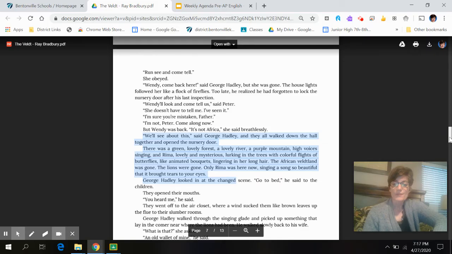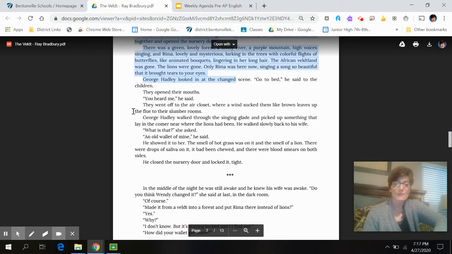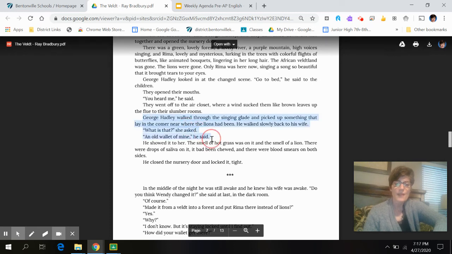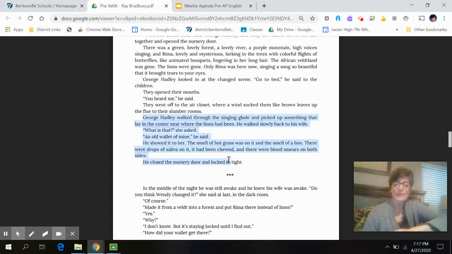And one other bit of interesting foreshadowing is after the kids go off to bed, he's walking through the nursery and he finds something. And his wife is like, "What did you find?" And he says he found an old wallet that had been his. He picks it up off the ground, and the wallet has teeth marks on it and saliva and some blood.